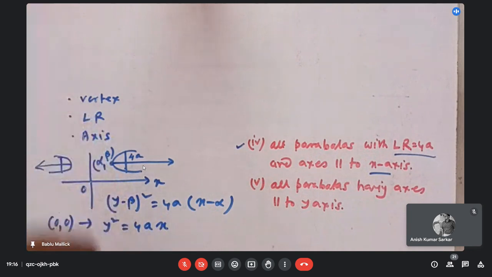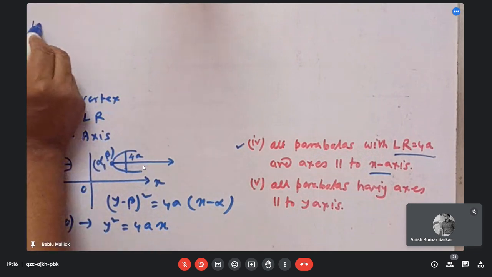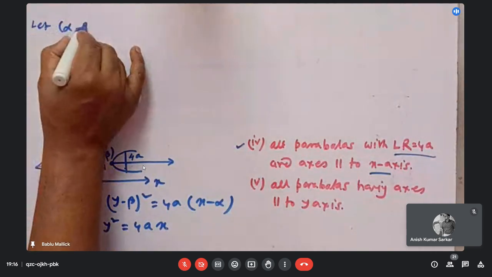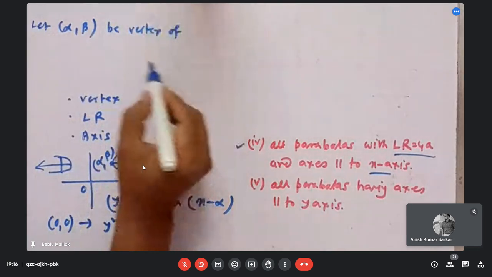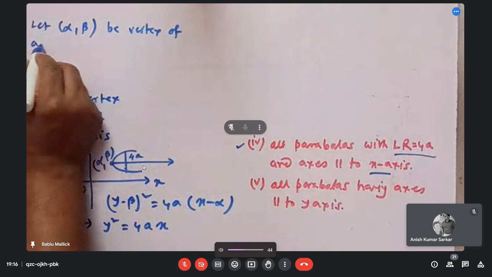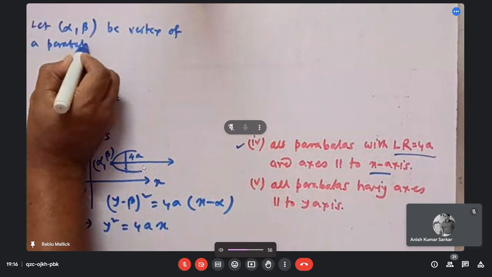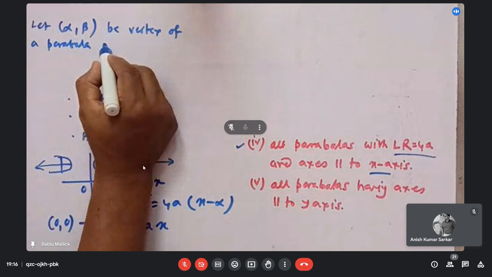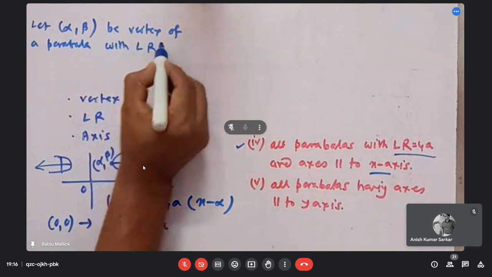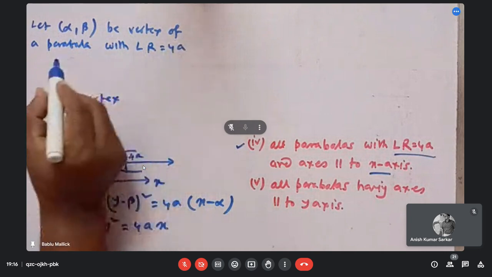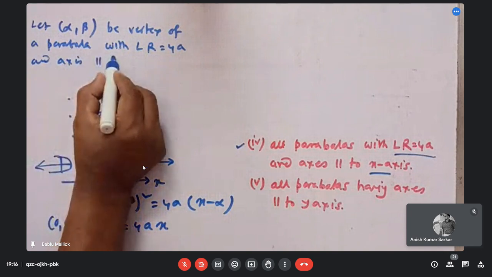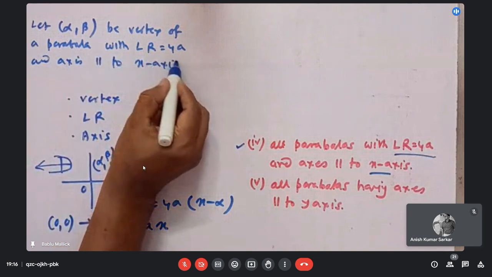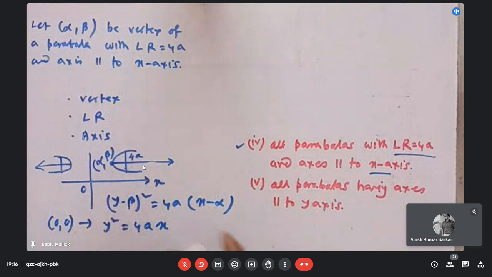Write this. Let alpha comma beta be the vertex of a parabola with latus rectum 4a and axis parallel to the x-axis.